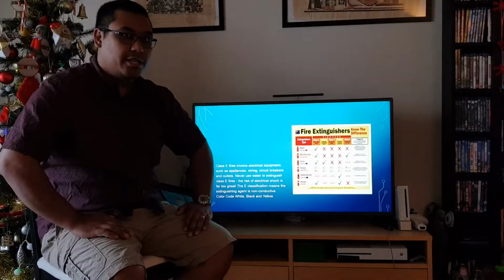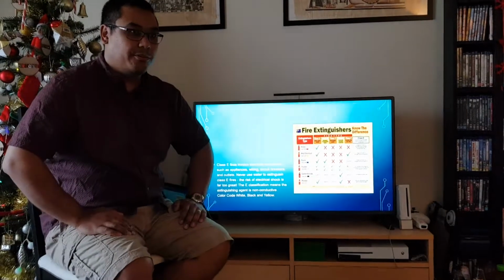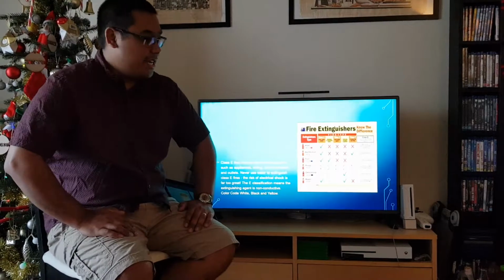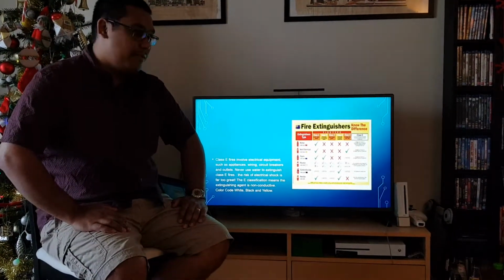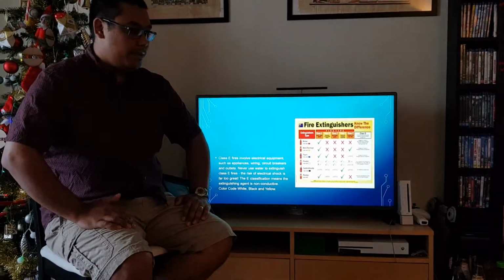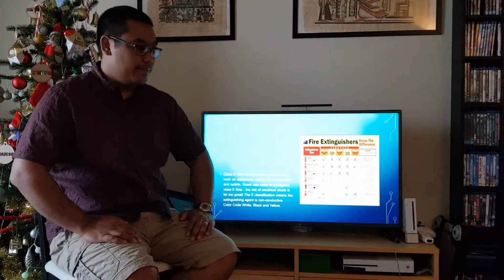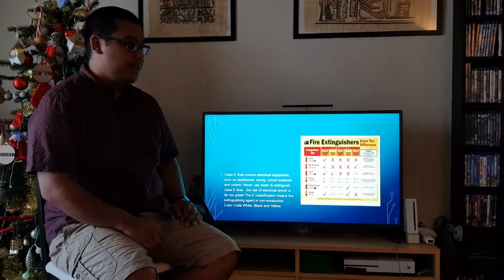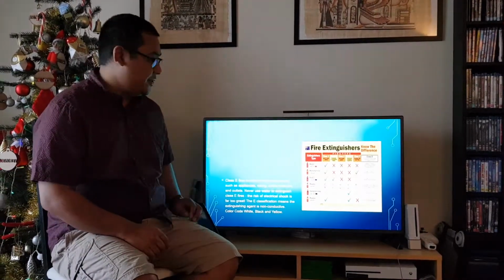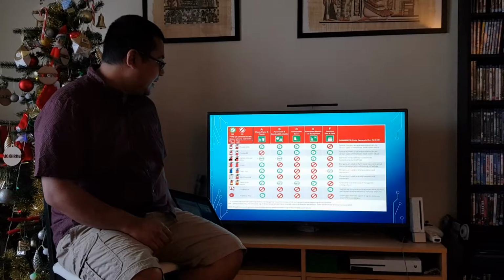Class E is electrical. You don't extinguish electrical fires with water or foam, you will electrocute yourself. That is a little bit hazardous and it's not convenient. So you use a powder. It will suffocate the fire. But the negative side of a powder is that it will ruin the electrical parts. So you probably have to throw away your devices or your electrical components. Go to the next slide.